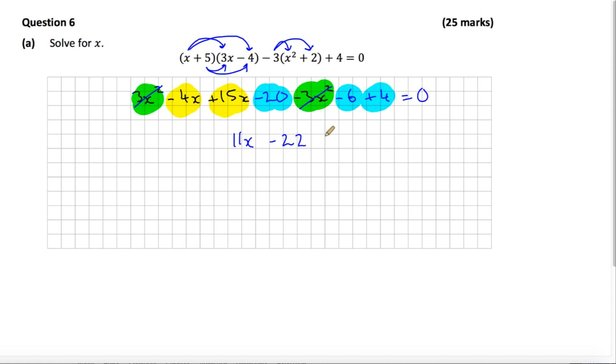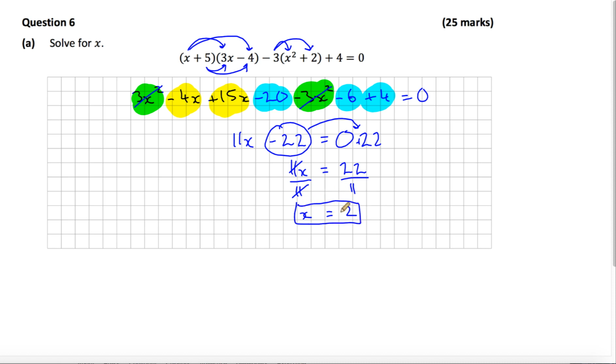So you can use your calculator to help you if you need to. Okay, so now we're going to move this minus 22 across. It'll become plus 22. So that will give us 11x on the left equals 22. 0 plus 22 is 22. And now we divide both sides by the number in front of x, as always. Number in front of the unknown. These cancel, leaving me with x equal to 22 divided by 11, which is 2.